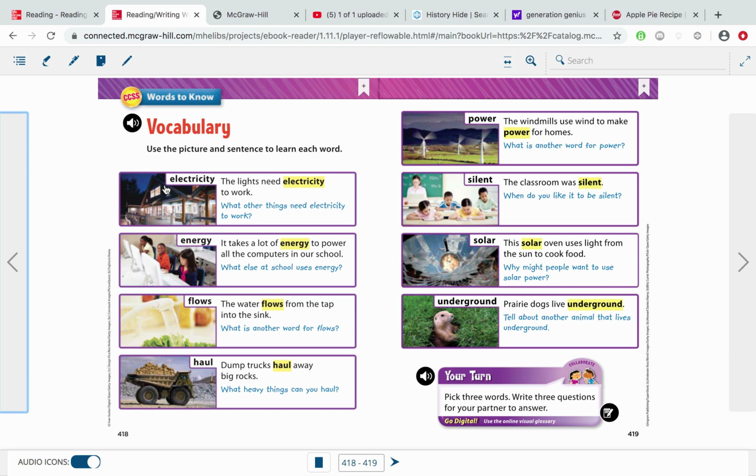Your first word is electricity. For example, the lights need electricity to work. Pretty much most things in your house need electricity to work. Let's take a look at the definition.